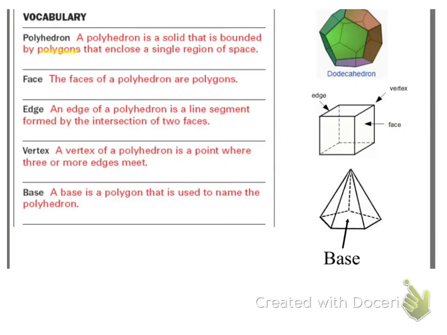Remember, a polygon is made up of line segments, so a circle would not be a polygon. Okay, we have an example of a dodecahedron right here. Kind of sounds like a dodecagon, which meant a 12-sided polygon. So right here we have a 12-faced polyhedron. So the faces are the polygons that make up that polyhedron.